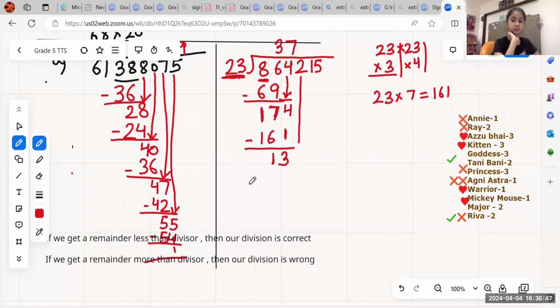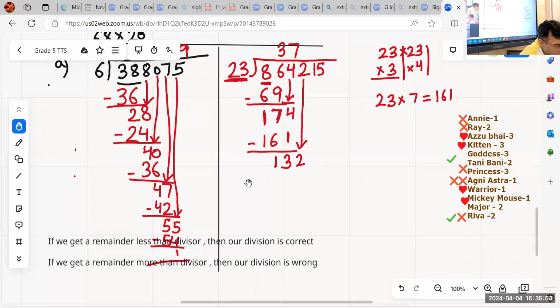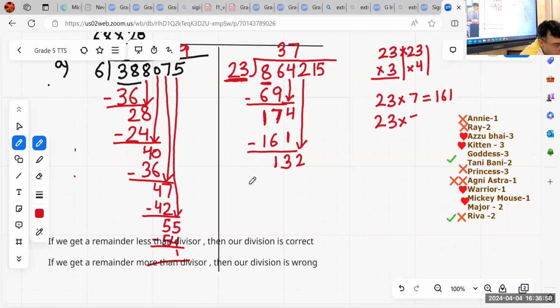Then 2 will fall down. Then again I will use the same trick. 25 fives are 125. So I will use 23 times 5, which will give me 115. And I'm saving the results because I might need to use them once again. So whatever you multiply, do it in such a way that you can reuse them. 17. Then 1 will fall down.